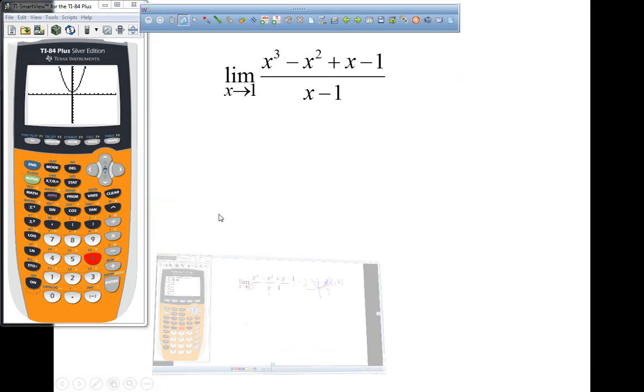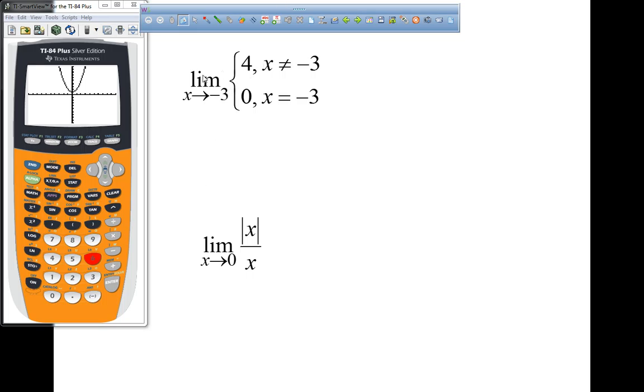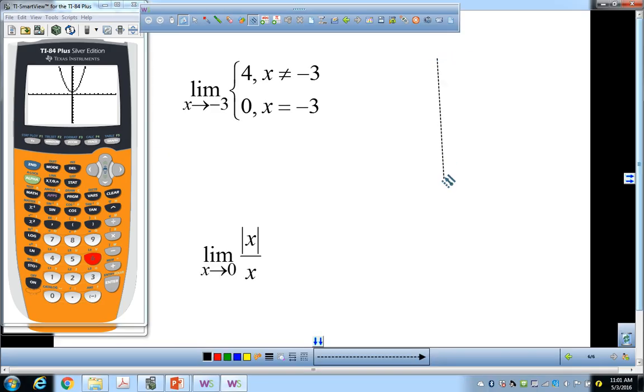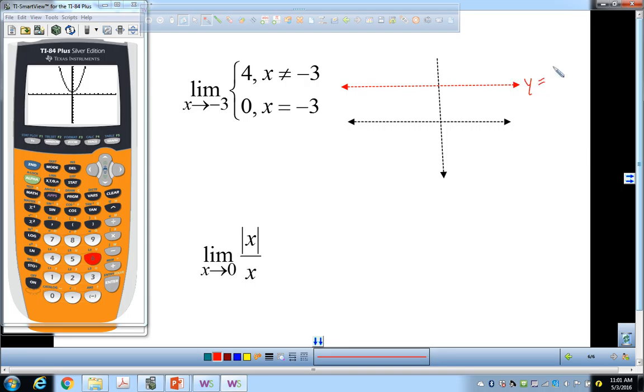Looking at a couple more weird ones, like this one. This is a piecewise function. If I were to graph this, I need arrows on both sides. If you remember piecewise functions, this piecewise function is represented by y equals 4 everywhere except at x equals -3. So this is the x-axis, this is the y-axis, and y equals 4 is a horizontal line everywhere except at -3. Exactly at -3, the value of the function is 0.